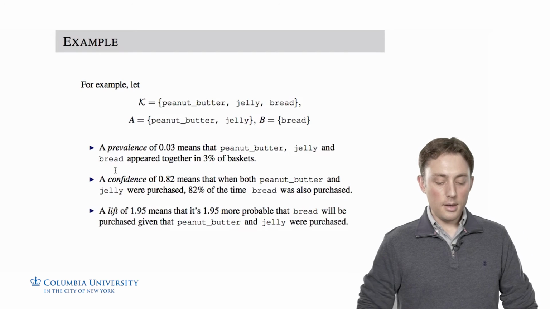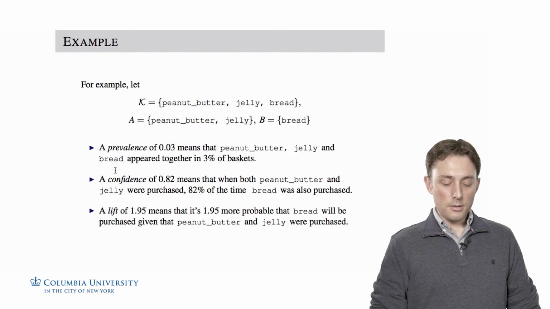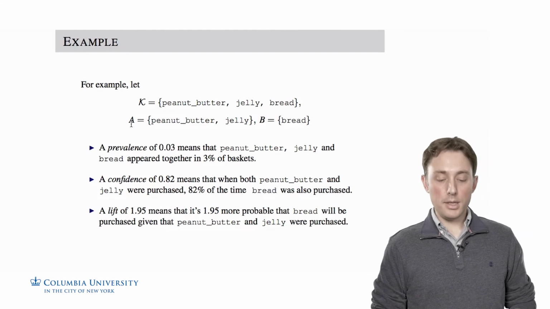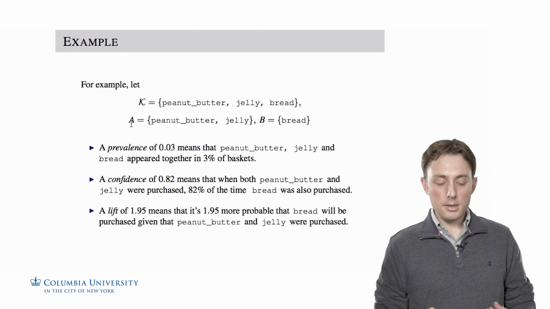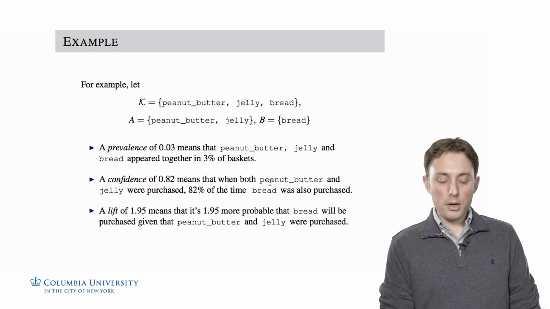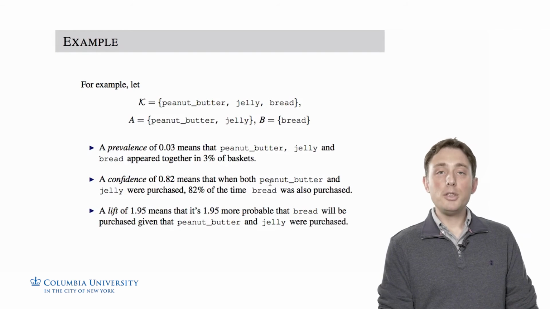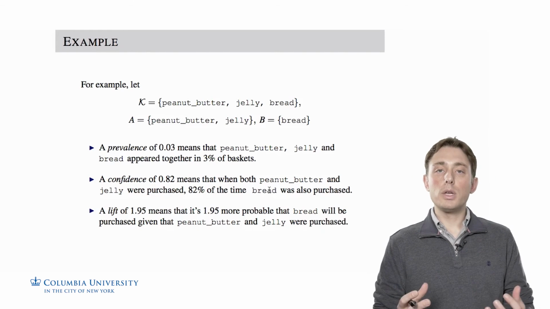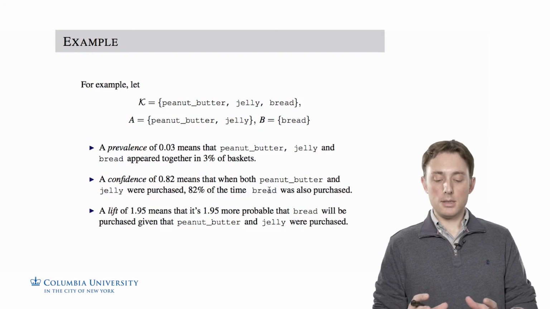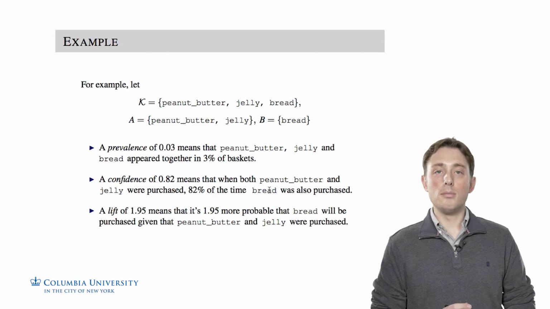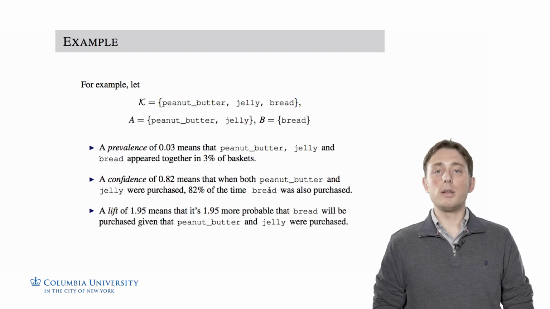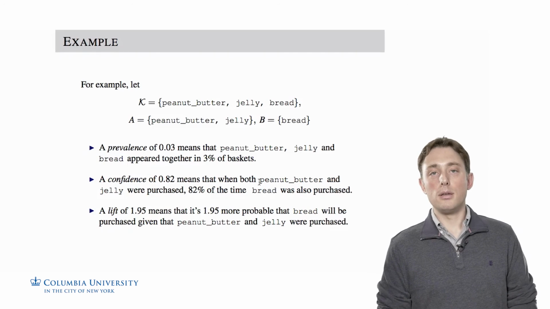If you tell me that the confidence of B given A is 0.82, what that means is that when peanut butter and jelly were purchased, then 82% of the time bread was also purchased. So if I simply restrict myself to looking at the baskets that have peanut butter and jelly in them, and then I throw away every other basket in my data set, then in 82% of those baskets that I'm restricting myself to, bread will also be contained in that basket.